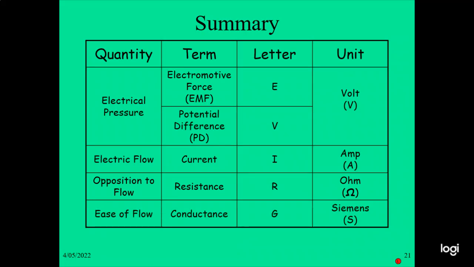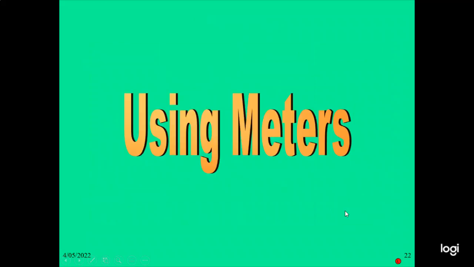So we summarize. The electrical pressure is electromotive force, EMF. Potential difference is PD. The letters are E and V, and the unit is the volt. Electrical current flow is current, the letter is I, and the unit is ampere. Opposition to current flow is resistance, letter R, and the unit is ohm. Ease of flow is conductance, G, and the unit is siemens.